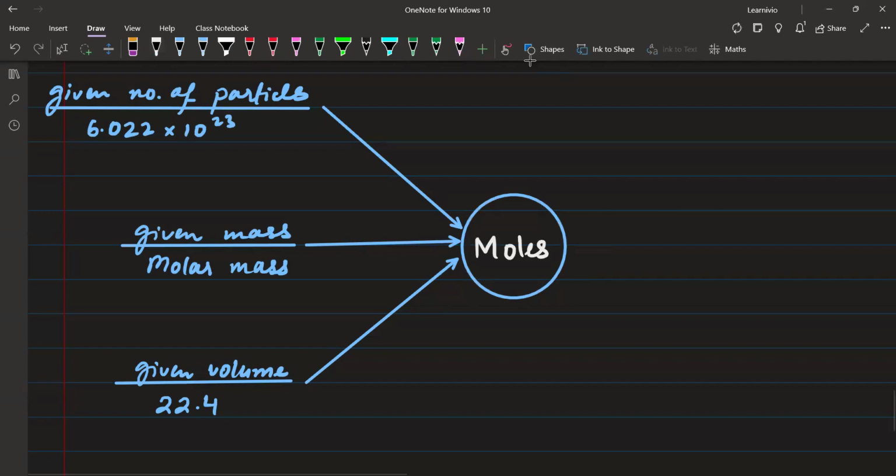Now, similarly, if you have the number of moles and you multiply it by this number, 6.02 into 10 to the power 23, you will get the number of particles.